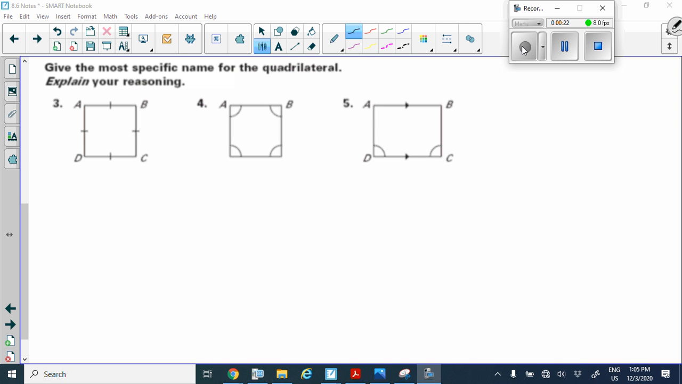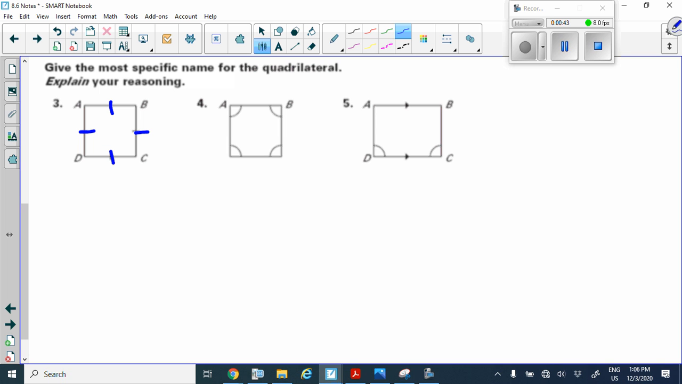Okay, let's see what you got here. Just like we did in 8.4, both for day 1 and day 2, we're going to look at what the picture shows us. We're going to list that out and then look at our quadrilateral family tree to see what those properties are for the indicated quadrilateral. Okay, for example 3, notice the sides and the tick marks.